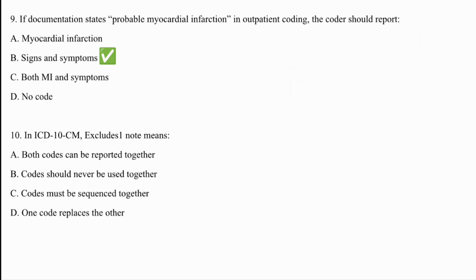Next question. In ICD-10-CM, excludes 1 note means A, both codes can be reported together, B, codes should never be used together, option C, codes must be sequenced together, and option D, one code replaces the other. This question is very important in the CPC exam and also in the interview. They will ask about excludes 1 and excludes 2. Please study that.